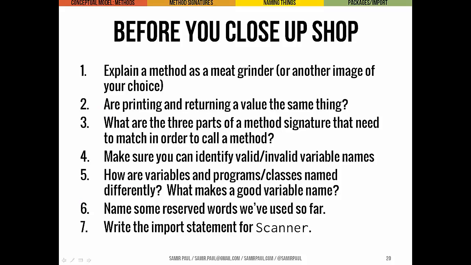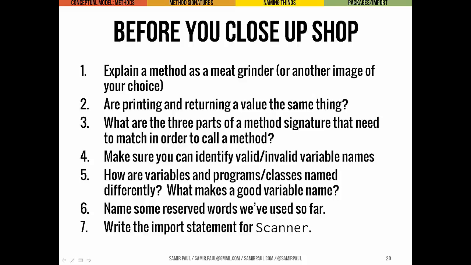A couple things before you close up shop. You want to be able to explain a method as a meat grinder or whatever other input-output image you have in your mind. Make sure you can articulate an answer to the question, are printing and returning a value the same thing? Can you tell me what are the three parts of a method signature that need to match in order to be able to call a method?